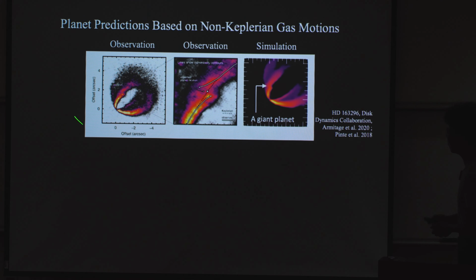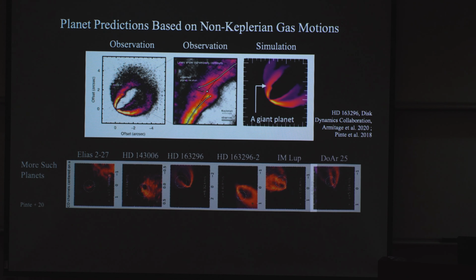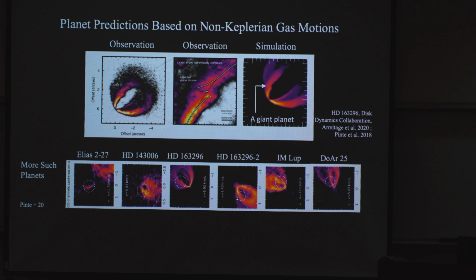So we've seen this before. This shows a non-Keplerian gas motion and its interpretation as being planet-induced. This is not the only case. There are a whole bunch of other systems. Here every panel is a channel map, and in all of them, non-Keplerian motion has been detected, circled by the white circle, and the blue dot indicates the predicted planets.